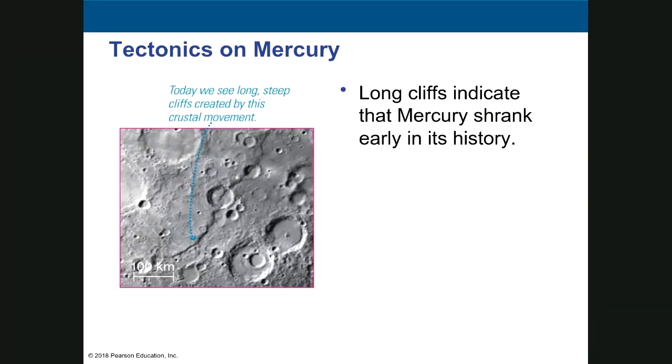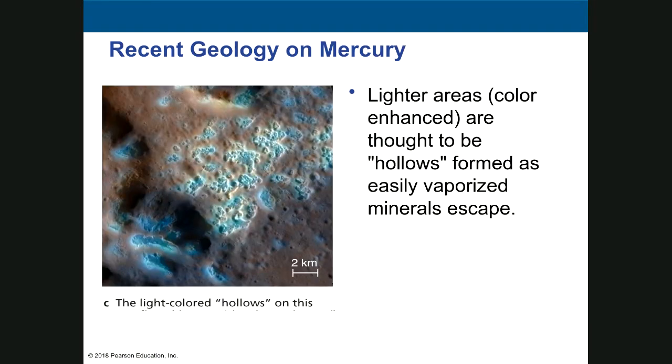The tectonics in Mercury, we see these cliff-like features, and recent geology on Mercury. Okay, so if we're looking at this picture, what are we looking at here? So these are thought to be hollows that are formed as easily vaporized minerals escape.